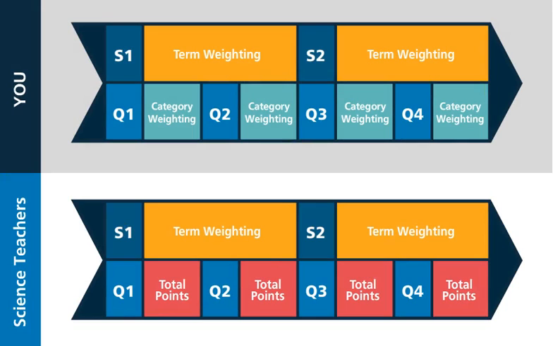For example, you prefer to calculate your students' final grades using category weighting, while the teachers in the science department use total points. By letting the teachers define the grade calculations for the quarter terms, your district leaders have succeeded in giving you and your colleagues a choice in how you determine your students' final grades. So let's take a look at how to exercise that choice in Unified Classroom.